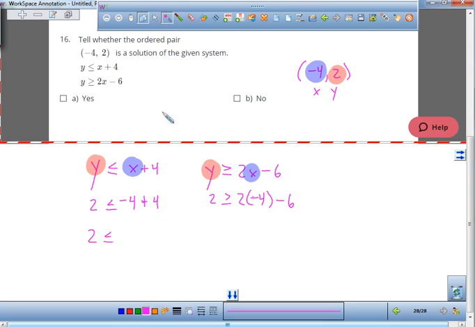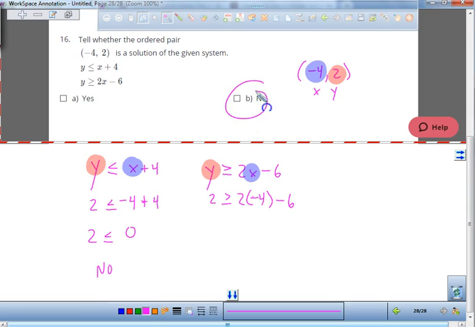Is 2 less than or equal to 0? No. So the answer is going to be no. Is 2 greater than or equal to -14? That is true, but in order for it to work, it's got to be yes in both circumstances.